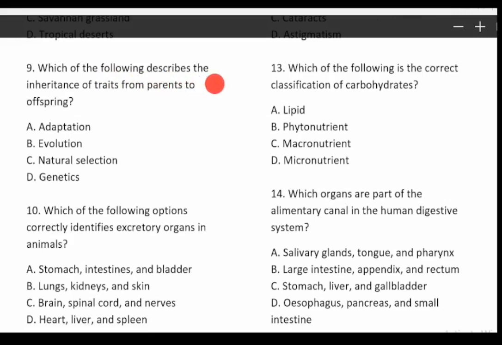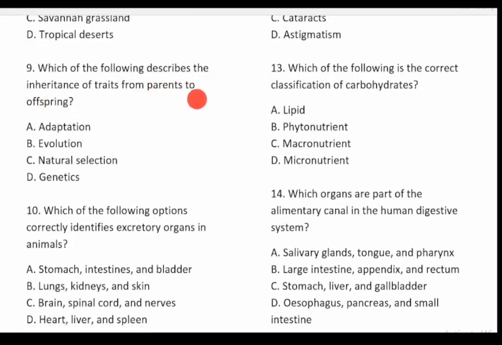Which of the following describes the inheritance of traits from parents to offspring? A. Adaptation. B. Evolution. C. Natural selection. And D. Genetics. Now, this particular question brings us to talk about the transfer of traits from parents to offspring, and that is basically genetics. Adaptation is talking about the ability of an organism to survive in an unfavorable environment.